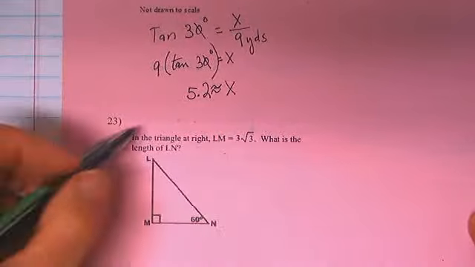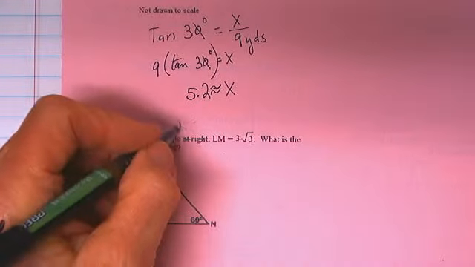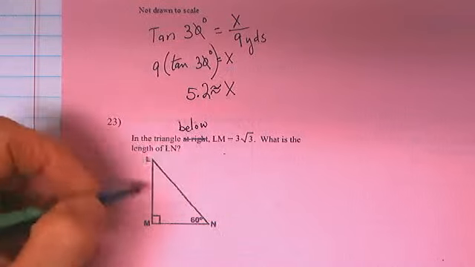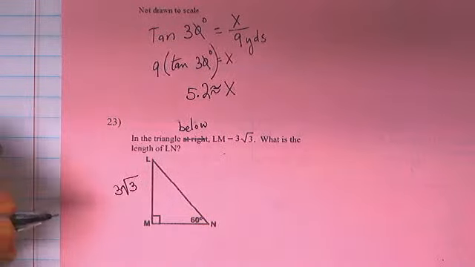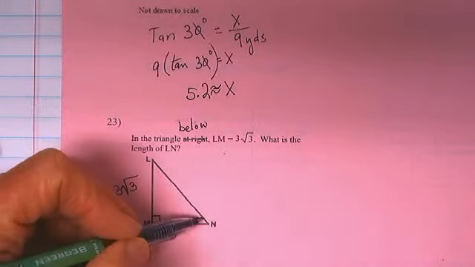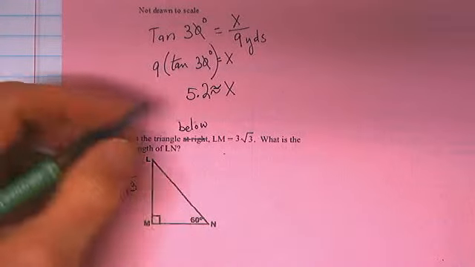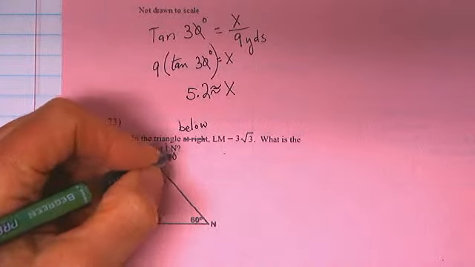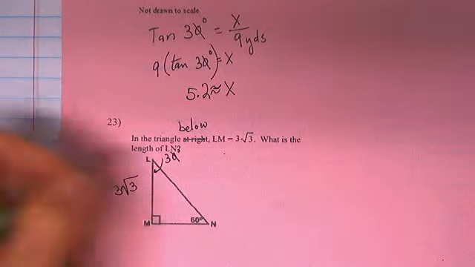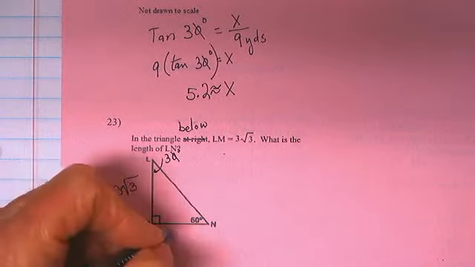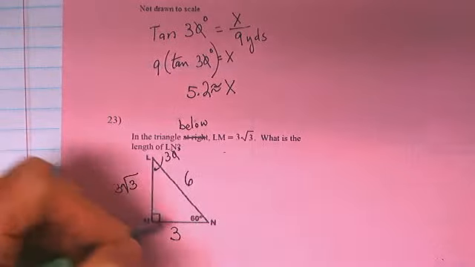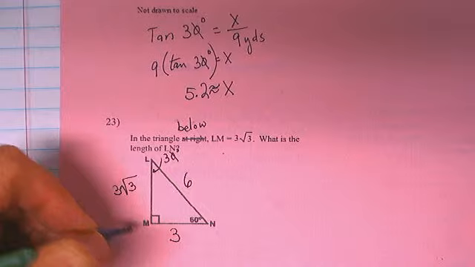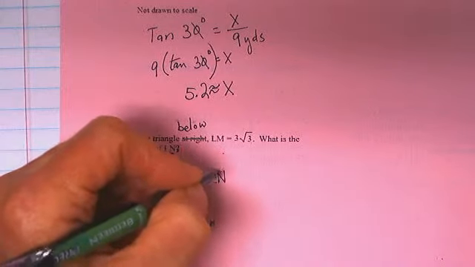In this triangle below, LM is 3 times the square root of 3. What is the length of LN? Well, if this is 60 degrees, this is 30 degrees, I have a 30-60 right triangle. This is the short side. This is 3, this is 6, and this is 3 times the square root of 3, which is LM. How easy is that? LN is 6.